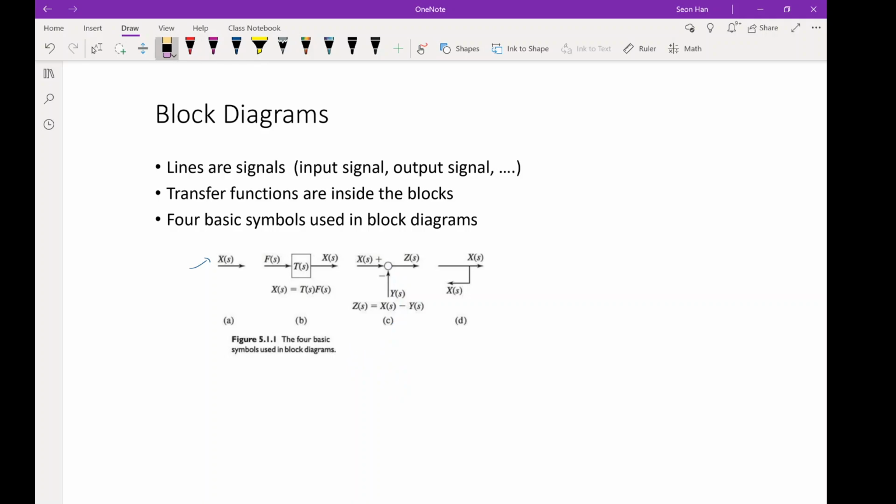And a signal can split. You can't add signals together without a circle, but a signal can split. The last picture shows how a signal can go into two different directions.